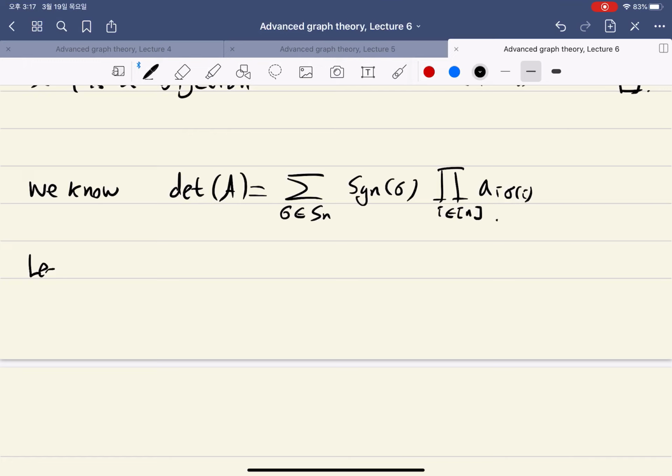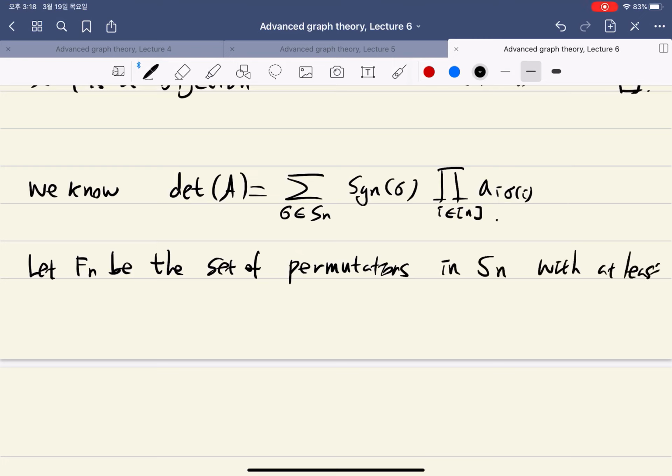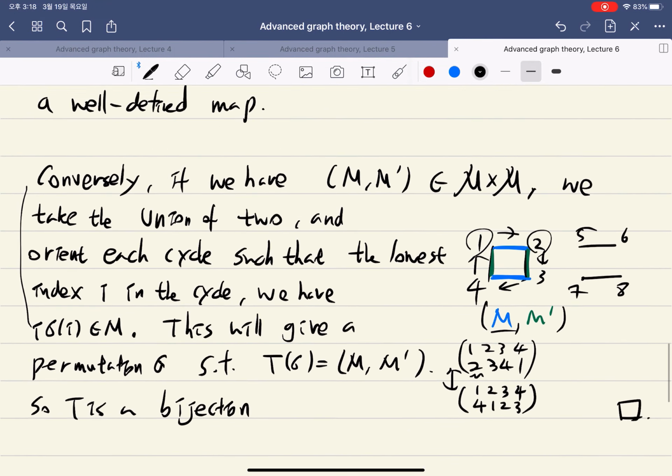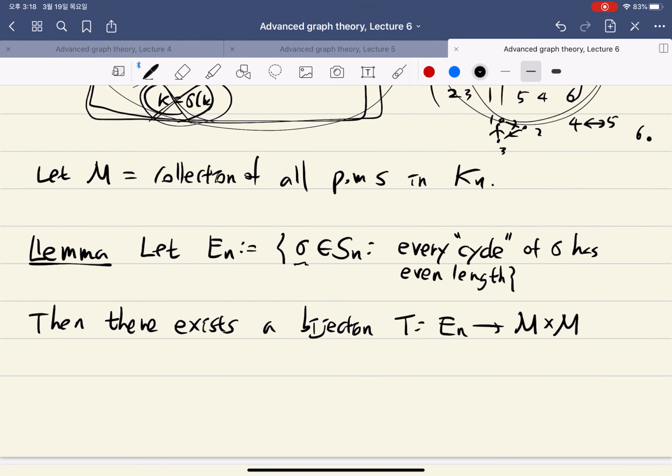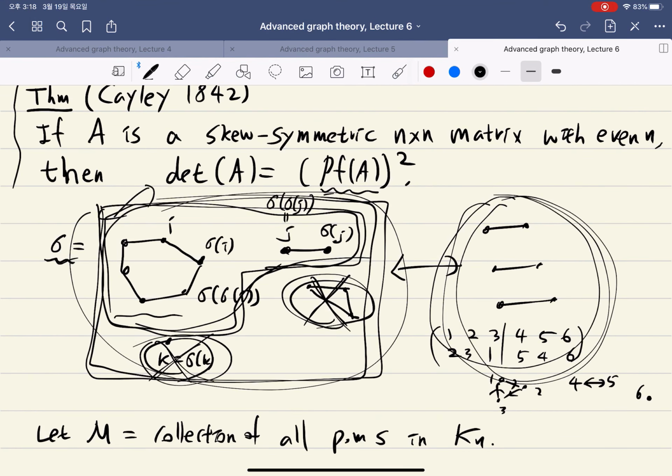So let's first say let Fn be the set of permutations in Sn with at least one fixed point. So here we made this bijection. And then as before, this Pfaffian is intuitively similar to taking an ordered pair of perfect matchings. And the determinant is, philosophically, we sum over permutations.